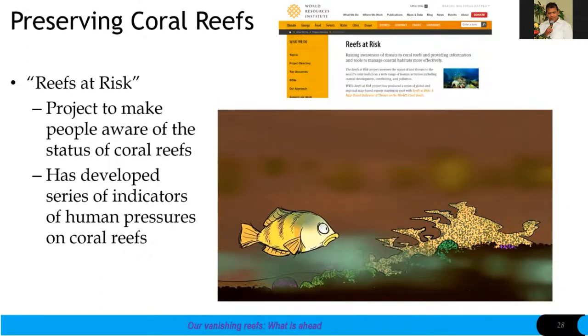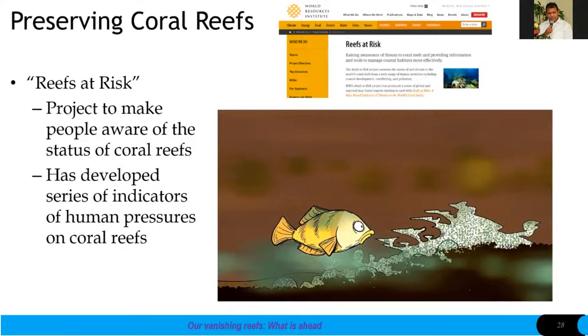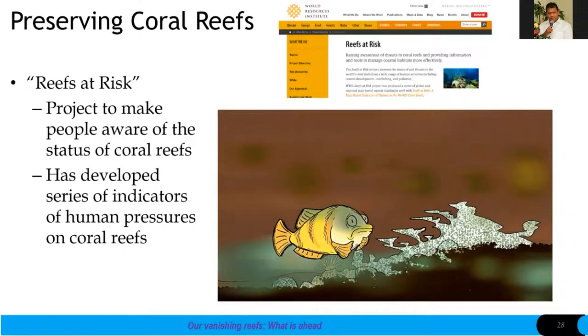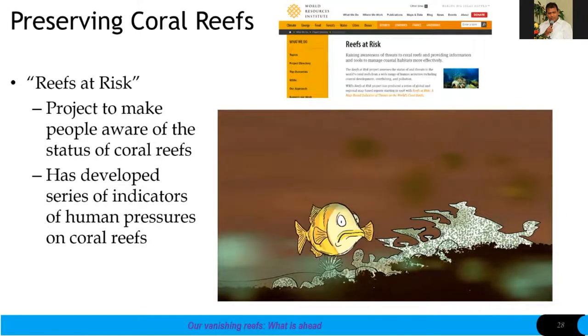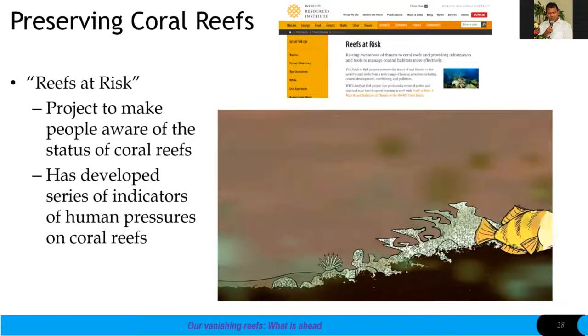Our warming seas are causing coral bleaching, a process where polyps lose their colorful algae and turn pale. This further weakens the reefs. And because the ocean is absorbing so much of that extra carbon dioxide that we're putting into the atmosphere, it is becoming more acidic, which is making it harder for corals to grow.